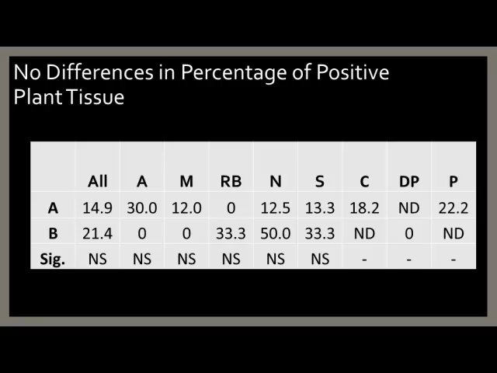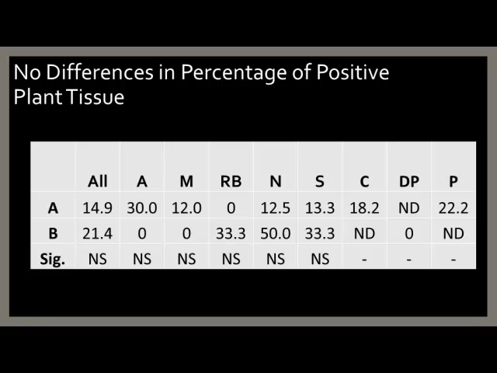When I looked at the number of positive plants that we got, I made it a percentage of the plants that emerged that tested positive. So you can see that for A across all the cultivars, it's just about 15%, and for B, it's 21%.